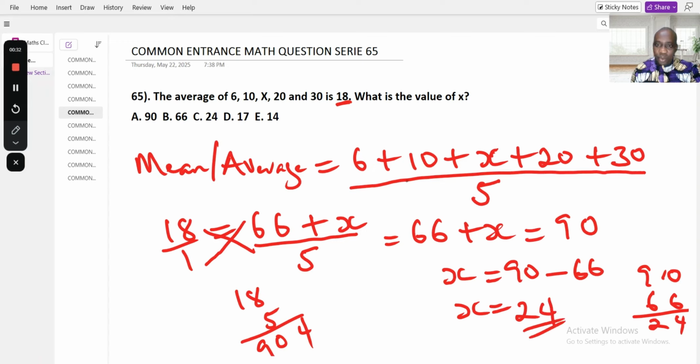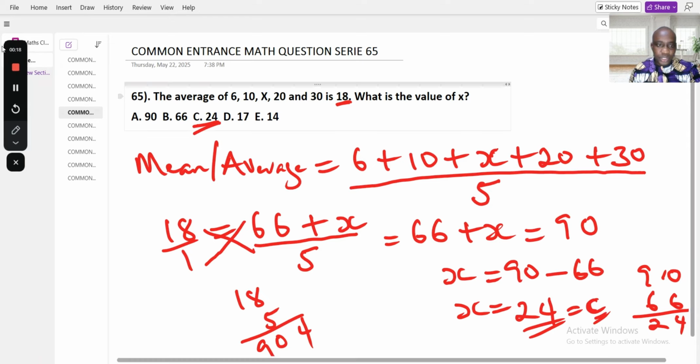Therefore, what is the value of s? The value of s is what? 24. Do we have 24 there? Yes, which is C. C. Let's move to the next question.